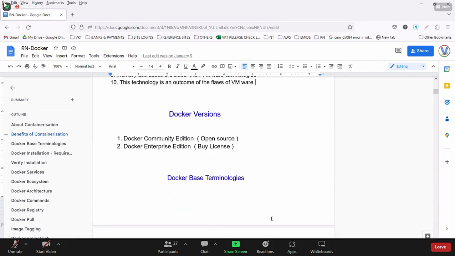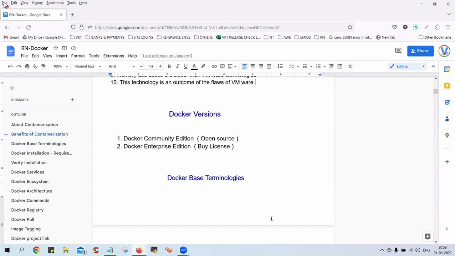Now, if you're bothered about Docker, basically in Docker we have two variants, guys. Okay. So in Docker, we have two variants. The first one is the community edition, which we call open source. And we have something called the enterprise edition. So generally, with most of the tools in DevOps, we see two types. One is open source and the other one is enterprise.